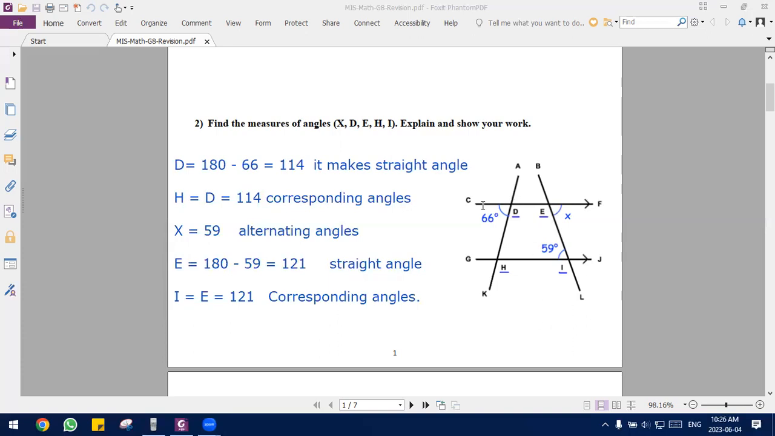So for this question, you need to know the straight line angle, that is 180. Then the alternate angles are equal. They make the Z shape. Corresponding angles are equal. They make the F shape.